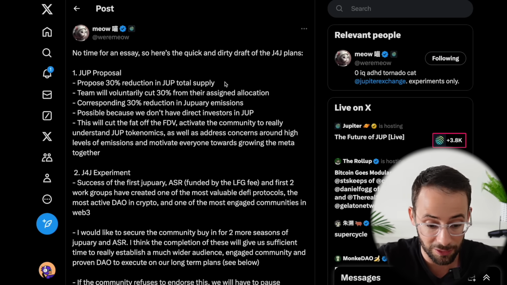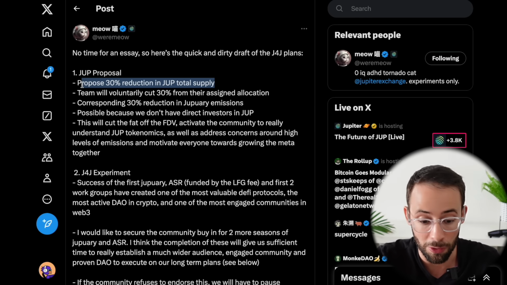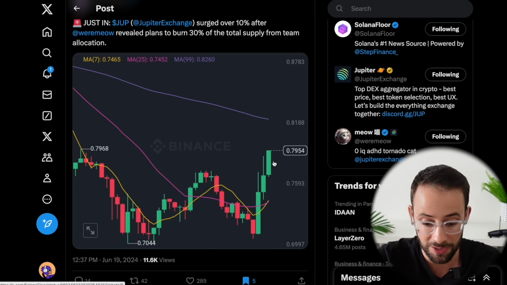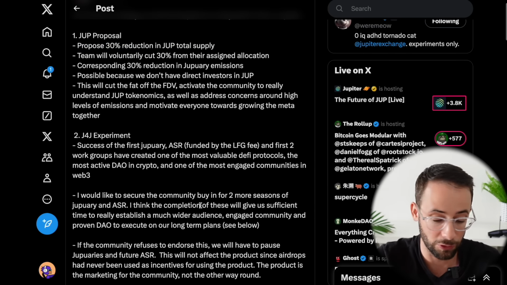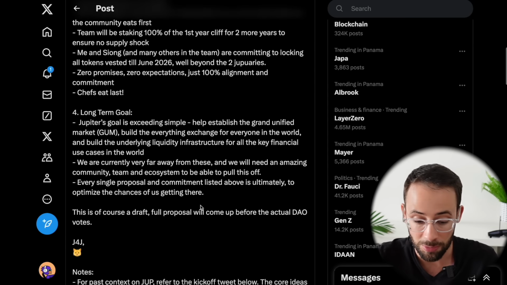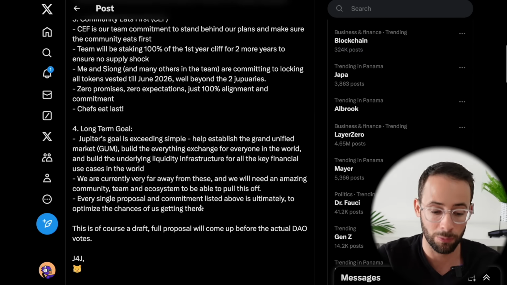And the TLDR is that they're proposing to basically burn 30% of the supply. And after they posted that, the price jumped up 10% almost instantly. But there's a bunch of other stuff in here. And if you're actually a Jupe holder and staker, I do recommend checking it out and reading it because it is part of the airdrop farming that we're doing here on the channel.